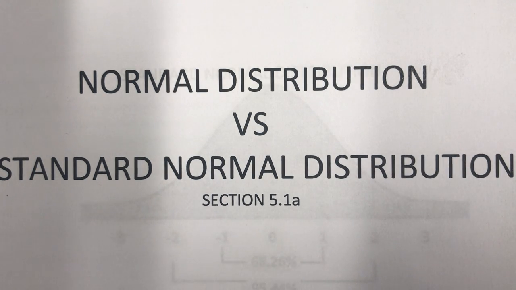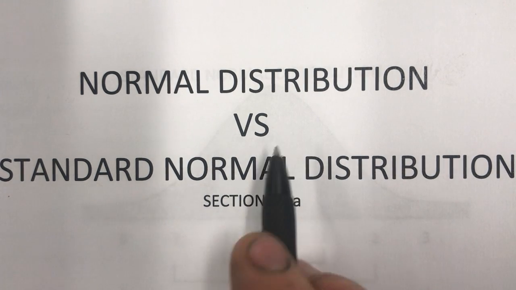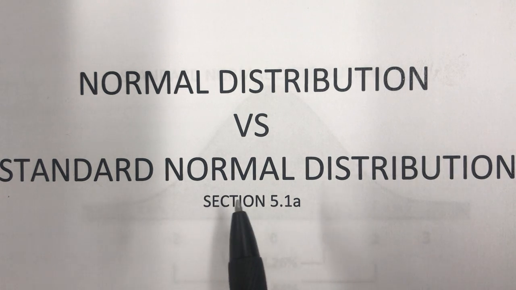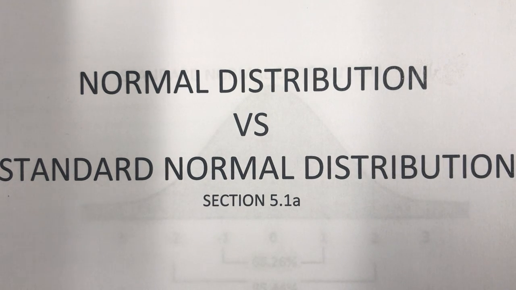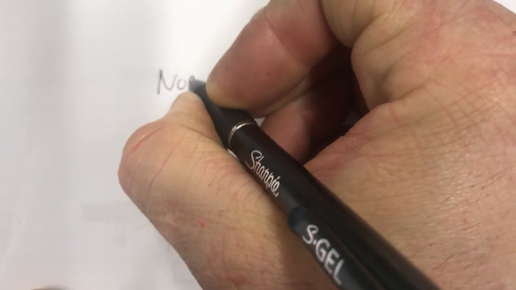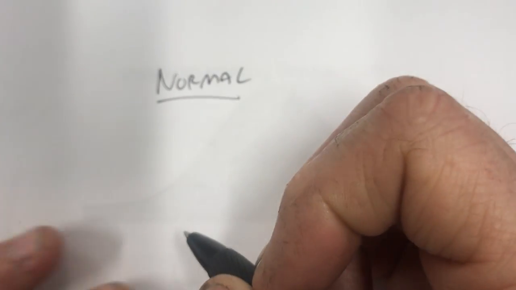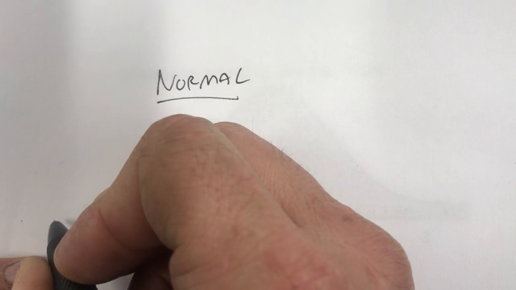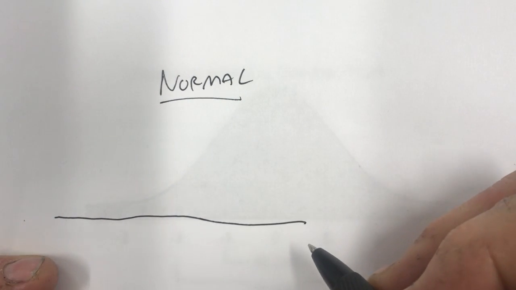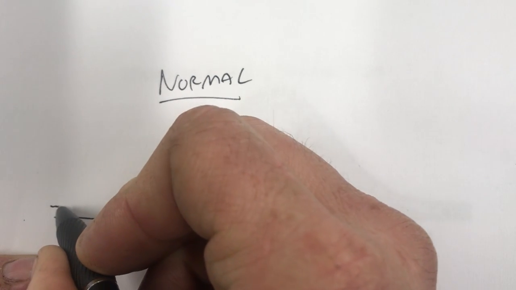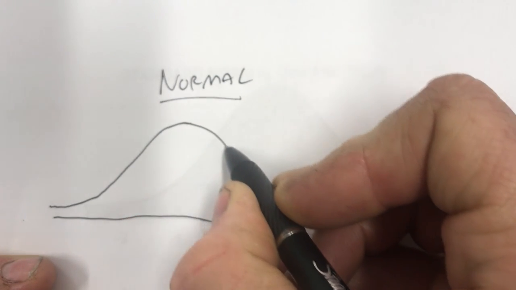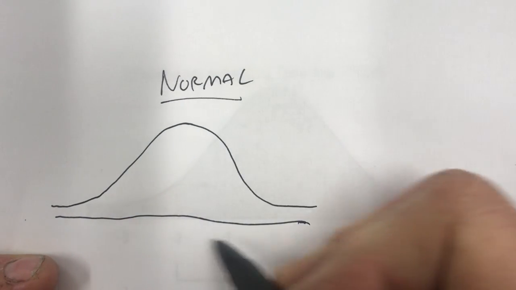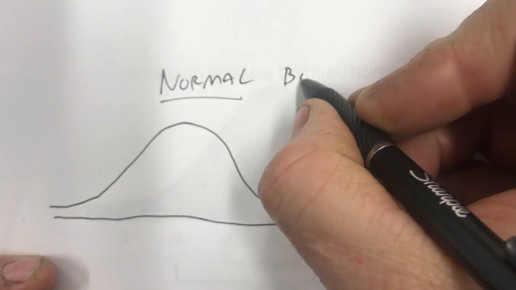All right, in statistics today, we're looking at the normal distribution versus the standard normal distribution. Okay, now, when you look at normal, what is normal? Well, suppose we're looking at a basketball team. And suppose this basketball team, on average, scores 70 points. All right, so it makes this a little curve. It looks like this. This is called a bell curve, a normal bell curve.